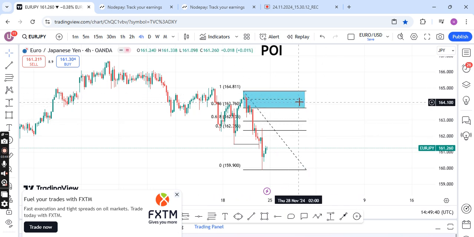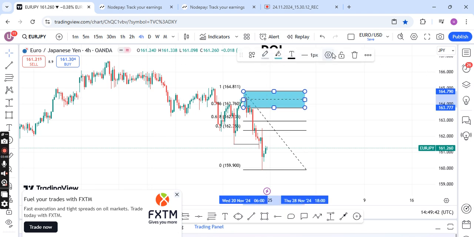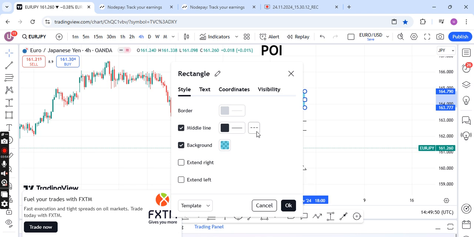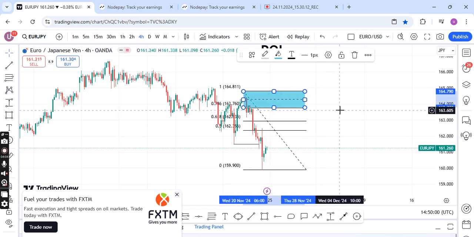Before I go down to all those time frames, you have to activate your middle line. Quickly click on that rectangle tool, click on the settings icon, and this will bring you to a particular place. You can see style, text, coordinates. Concentrate on the style and just activate this middle line this way. Click on OK, and then it will be activated.